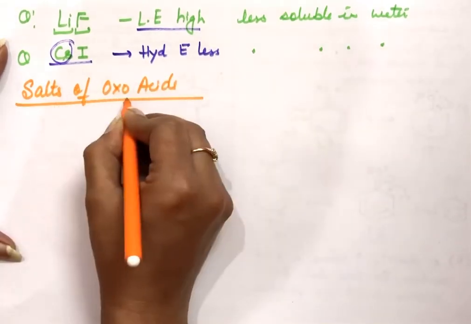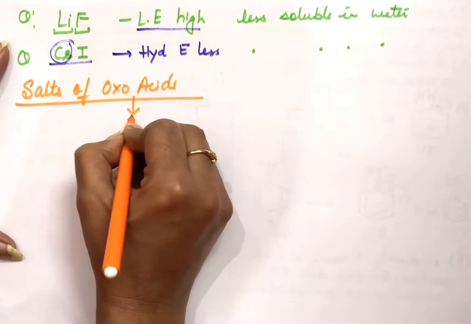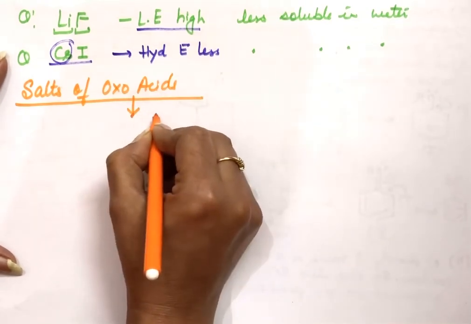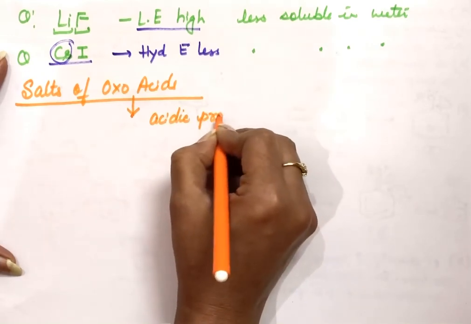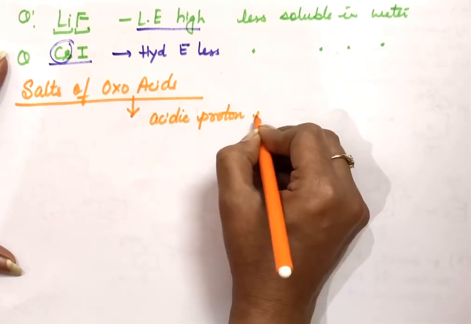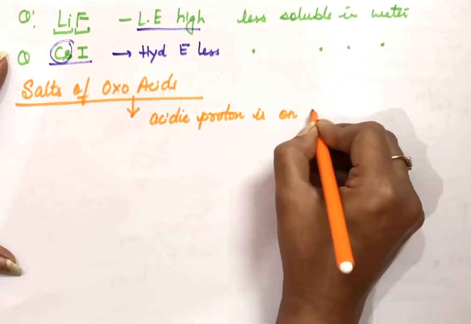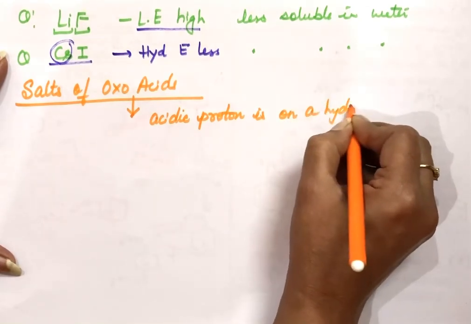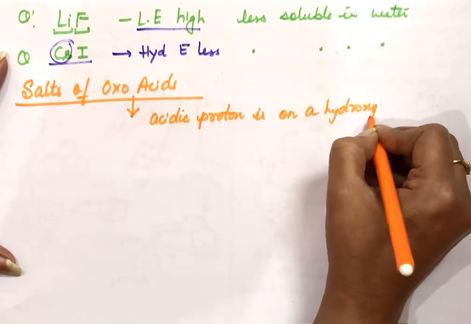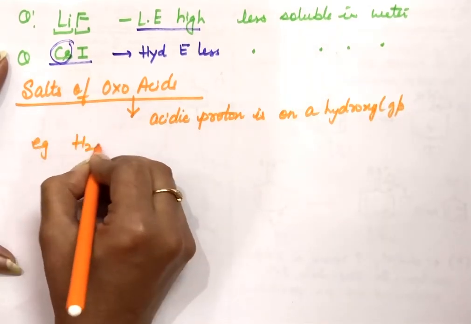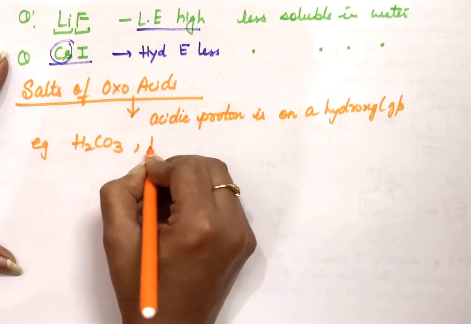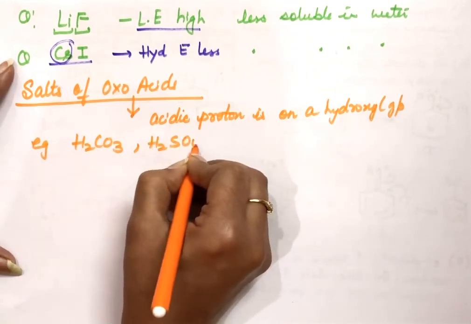First of all, what is the meaning of oxoacid? These are those acids in which the acidic proton, that is, the proton responsible for the acidic nature of the acid, is present as a hydroxyl group, not as H alone. It is present as OH. For example, H2CO3 is an oxoacid, H2SO4 is an oxoacid.